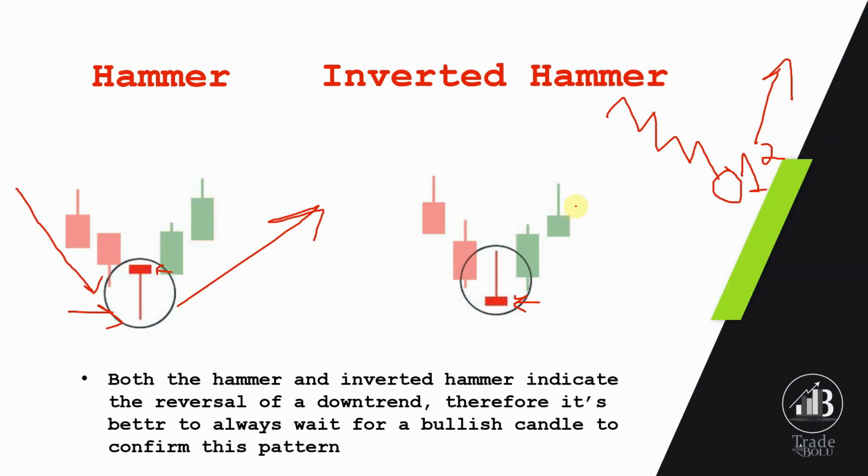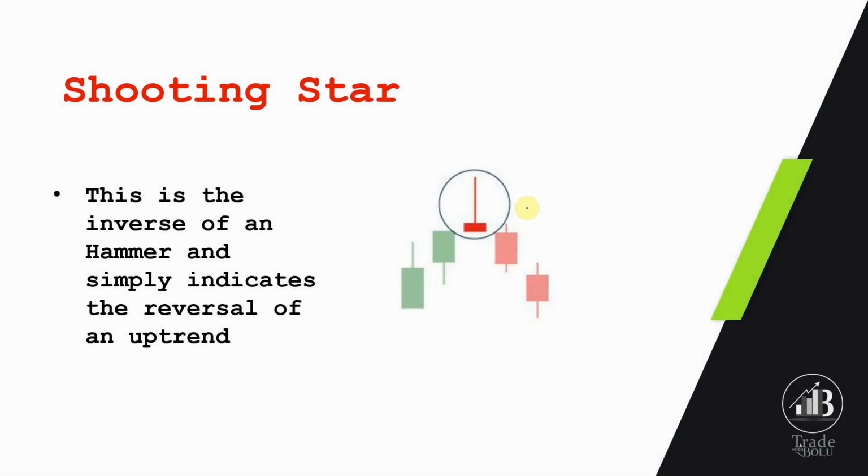So let's move on. We also have the shooting star. The shooting star is the inverse of a hammer, or an inverted hammer as well, and it simply indicates the reversal of an uptrend. So just like we had there, let's say we have an uptrend, price going up, and let's say this pattern appears here, indicated by the circle. We have this pattern appear there, and like I said earlier, we expect to have an opposite candle.